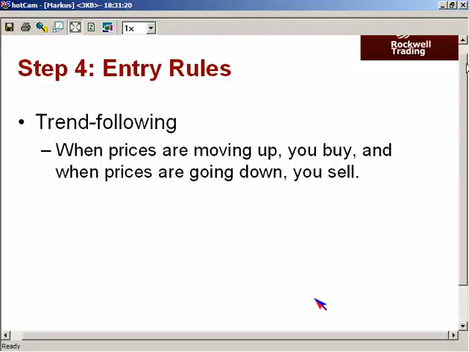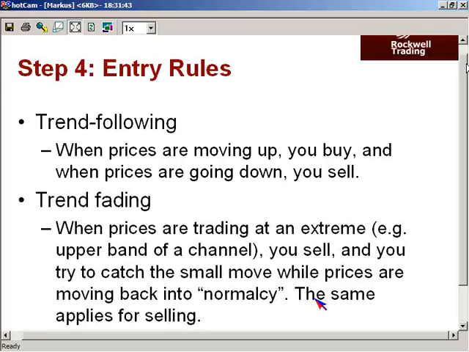And you see, when it comes to trading, I briefly touched on this in the very beginning. We have two basic approaches. We have either a trend following strategy, and a trend following strategy means if prices are moving up, you buy. And when prices are going down, you sell. So this is the basic idea of a trend following strategy.